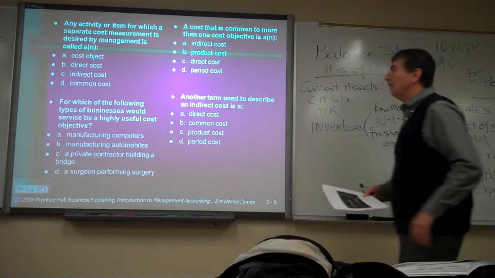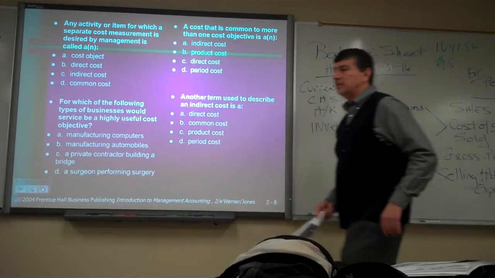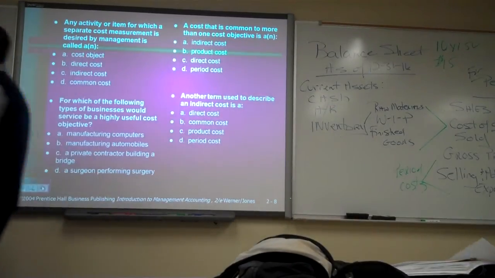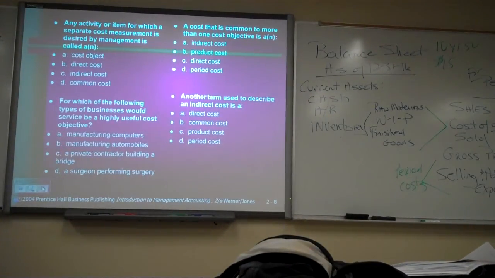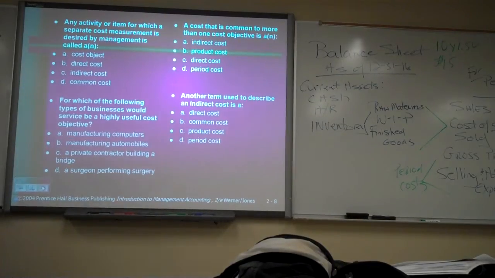Another term used to describe an indirect cost, again, right there it is, is a common cost. That's like the electricity for this building. The electricity for this building is a common cost.